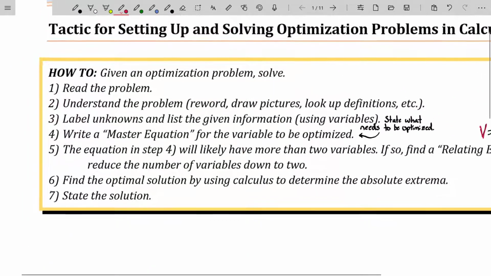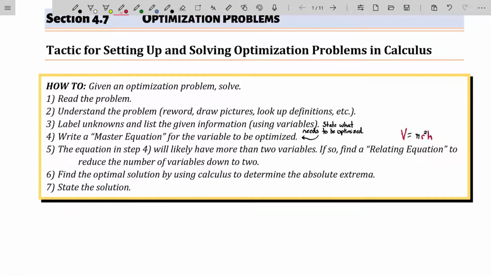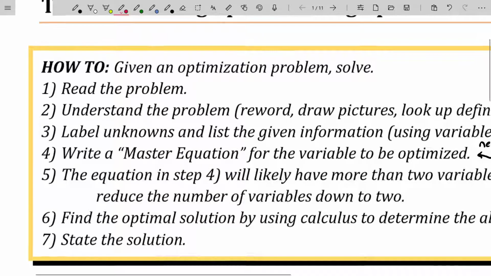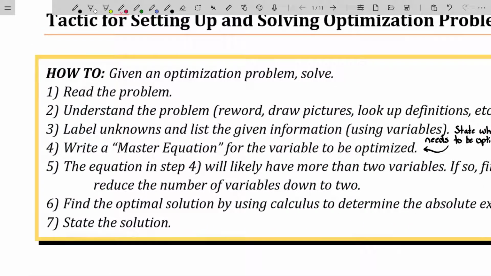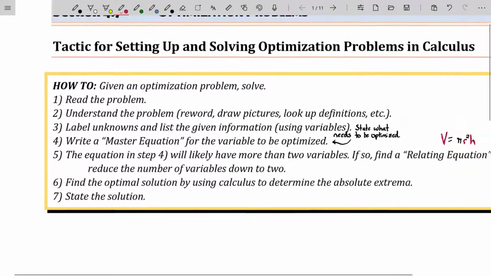One thing I want to mention before leaving this video, and this video is just to talk about this how-to, so we're pretty much done with it. Step 3 doesn't get used very much with optimization problems. It does get used, but not a lot. So don't place a lot of emphasis on that third step. Really, just create an optimization or master equation and then relate out any extra variables that are there.